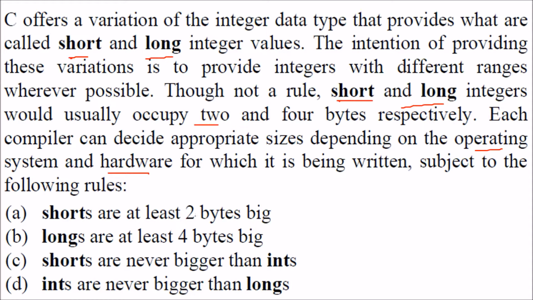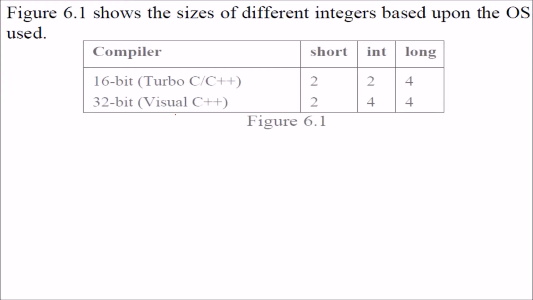So let us give a least limit for that. Shorts are at least 2 bytes big, meaning short cannot be less than 2 bytes. Longs are at least 4 bytes big. That means if a long integer is declared, it is going to take at least 4 bytes in memory. Shorts can never be bigger than integers, and integers can never be bigger than long. So we have short, then integer, then long, and this is how the size increases.